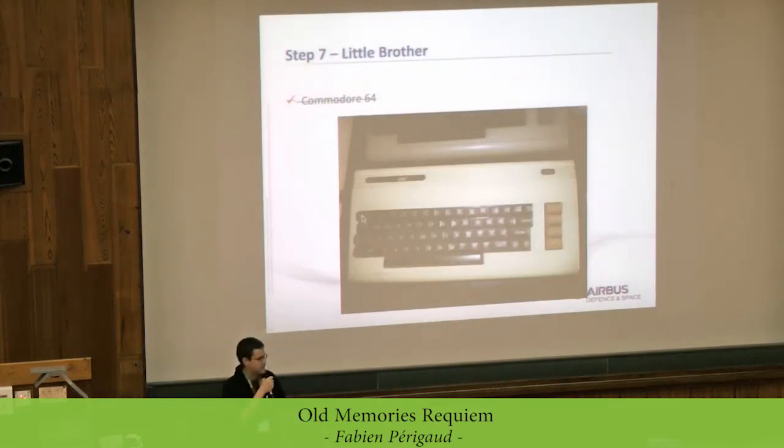Step 7, little brother. So, when I saw this picture, I thought it was a Commodore 64, but there was a hint, little brother, so this isn't the Commodore 64, but Commodore VIC-20. I didn't know it.